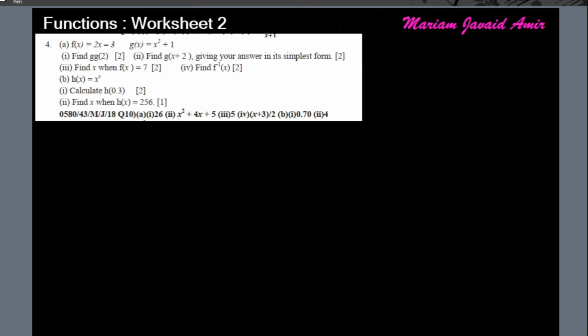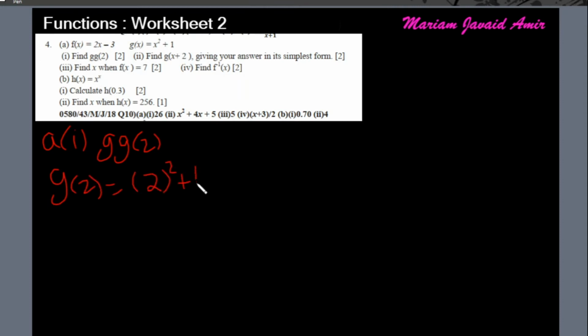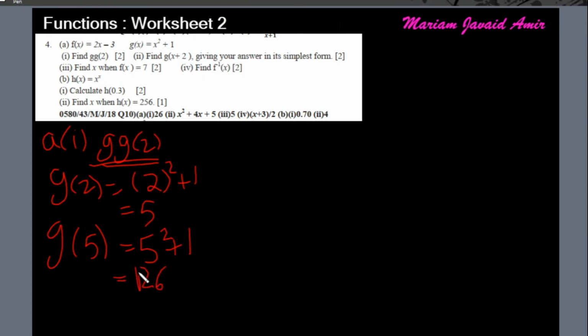Question number 4. Part A1. We have to find G2. First we have to find G2, which means in the function gx replace x with 2 and we get 5. So here we'll write G5. Now we need G5. So in the function gx replace x with 5 and we get 26.